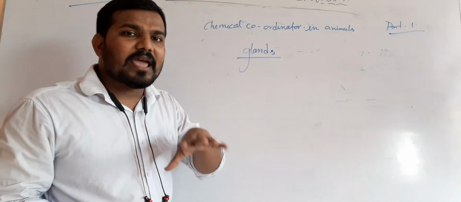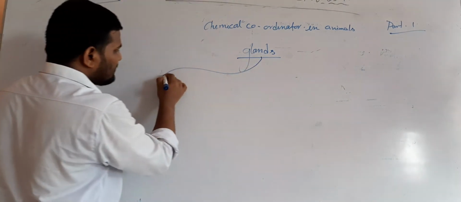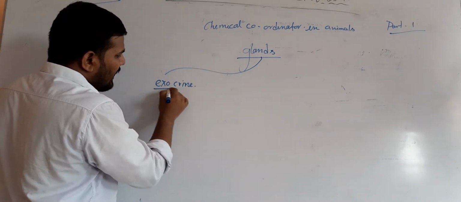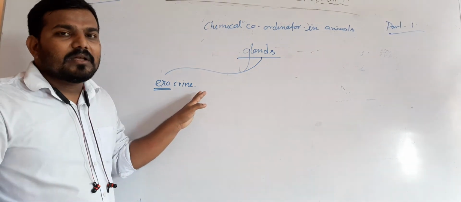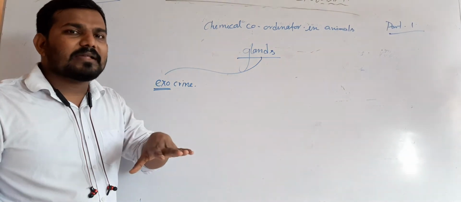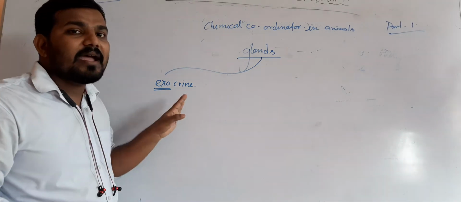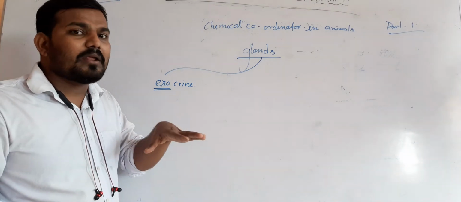Within our body there are three types of glands. The first one is exocrine. Exo means outer, crine means secretion. It means the secretion of this type of gland comes out of the body. The best example of an exocrine gland is the sweat gland. The sweat always gets out of our body.